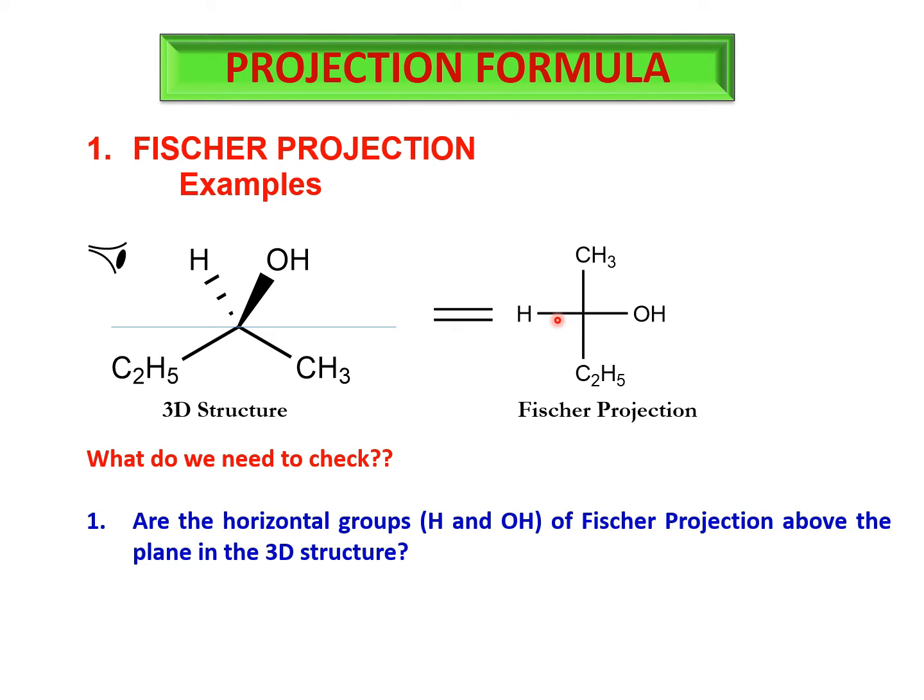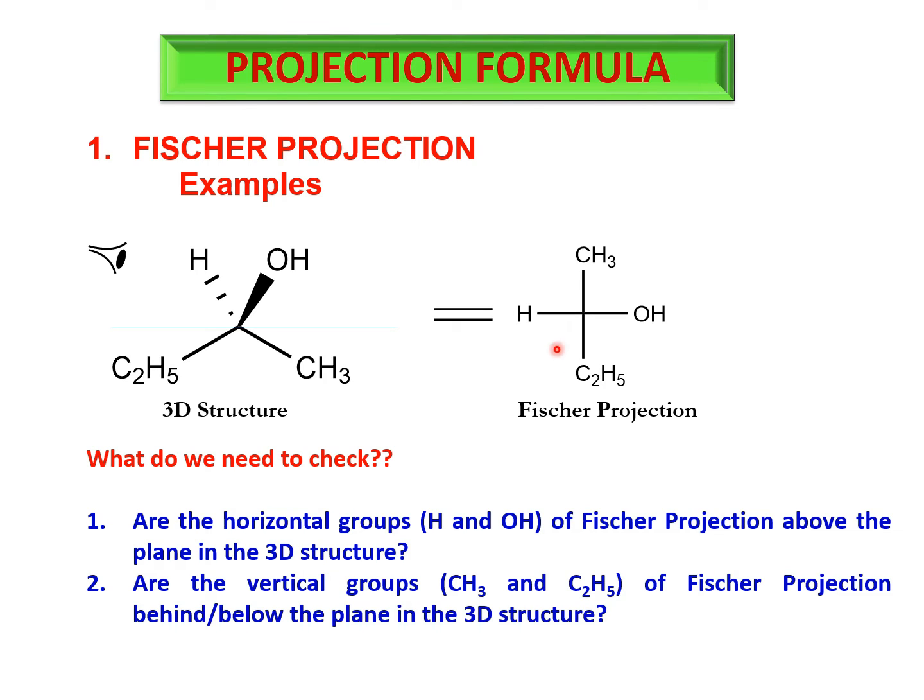And then you check the vertical groups. So are the vertical groups in the Fischer projection, the CH3 and C2H5, behind or below the plane in the 3D structure? So you have to check whether the groups that you have drawn on the vertical axis in the Fischer projection were behind the plane or away from you in the 3D structure. So you are standing here, this is your eye above this plane, and this C2H5 and CH3 are on the other side of the plane, so they are away from you.